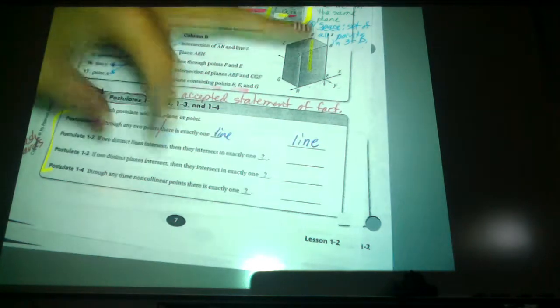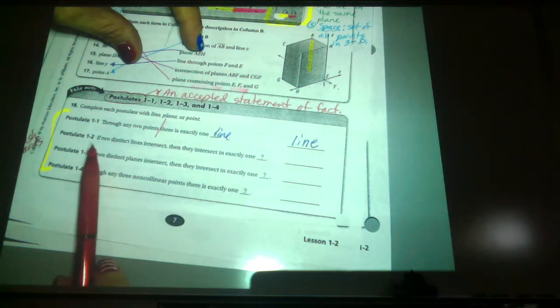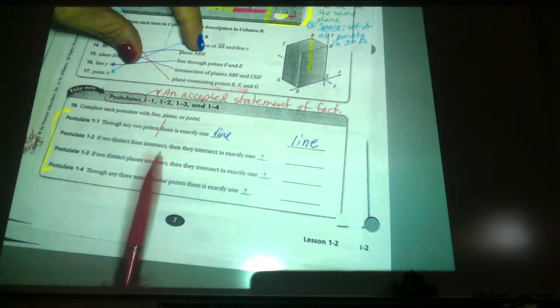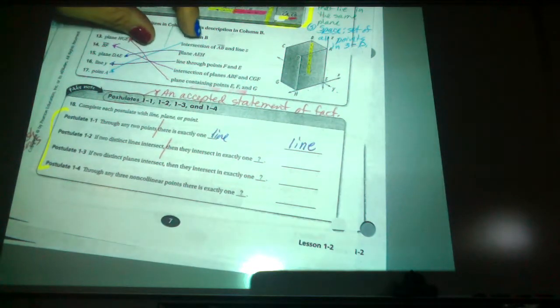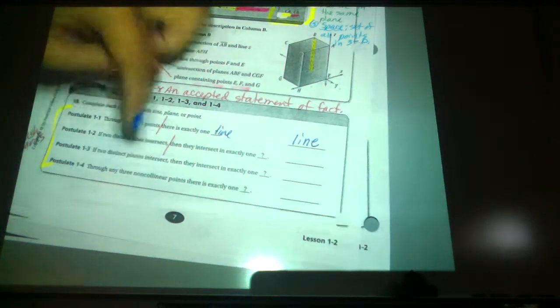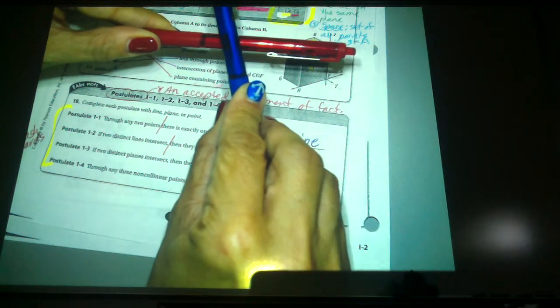Then look at the second one. Find the subject of the sentence. Well, this one is actually an if-then. If two distinct lines intersect, that's your if part, put a slash there, that should be the front of your flashcard. So if two distinct lines intersect, what do you get? A point. Then they intersect in exactly one point.